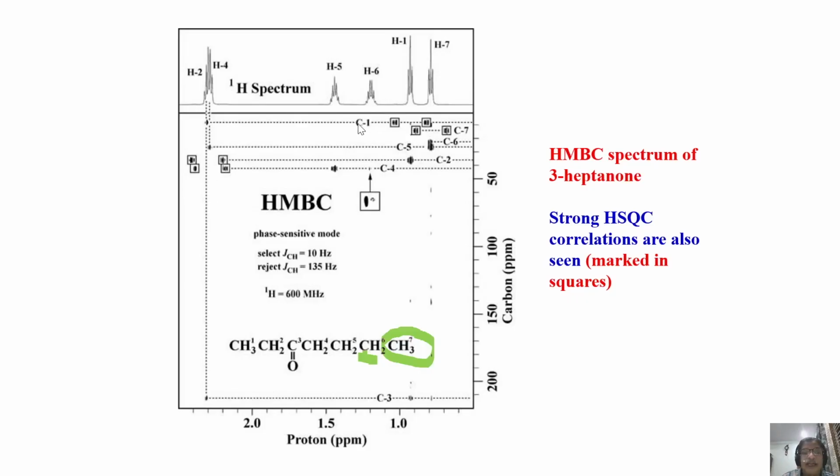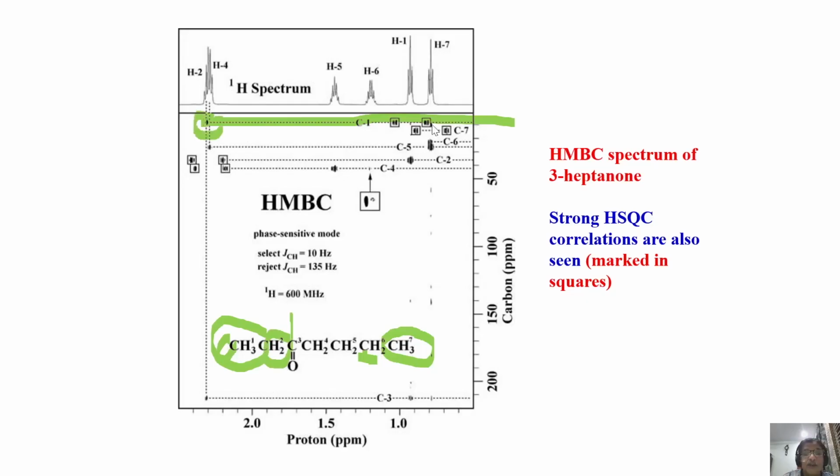Here itself, carbon 1, this one. The carbon 1, you see, you go along this axis, you get the carbon chemical shift. You can see the correlation for this is seen here, H2. See, this carbon 1 is correlated to this proton 2. As you can see the peak here. This carbon 1 is giving a correlation to proton 2.